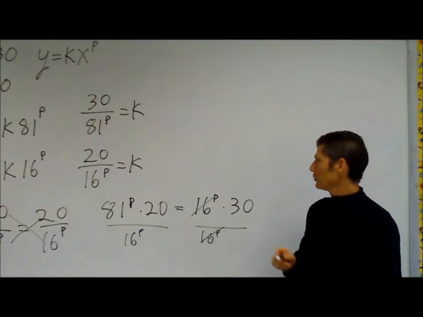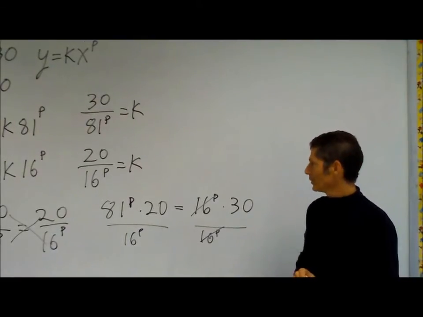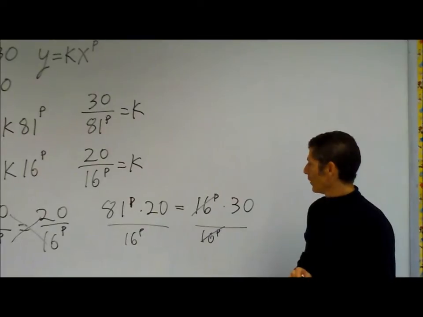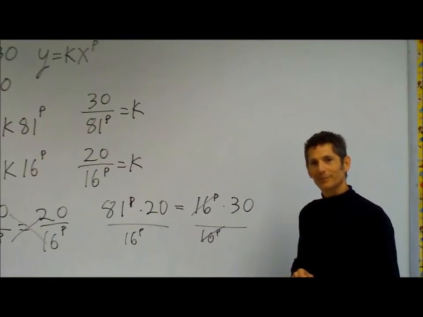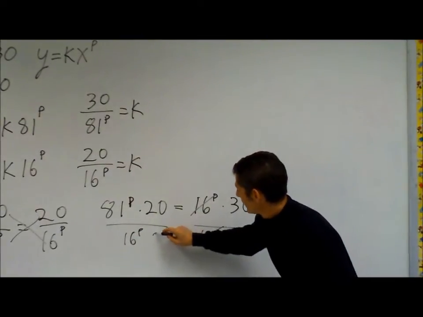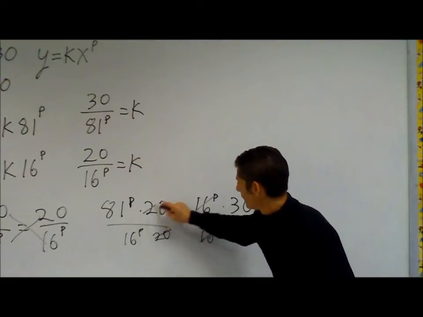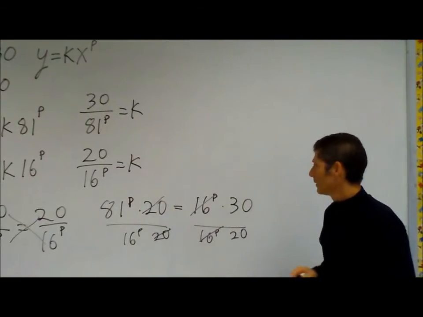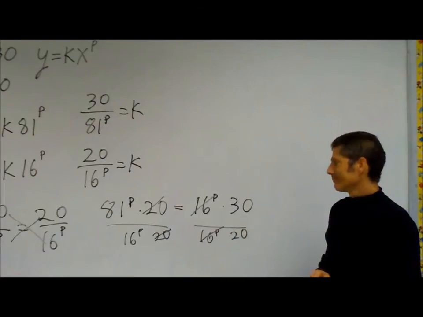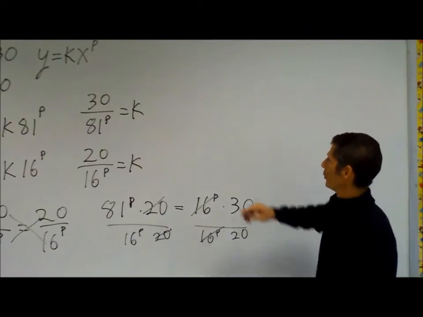And I'm going to do something else at the same time. You're just crazy. Too much? No. I'm going to divide both sides by 20. Sure. Divide that side by 20, divide that side by 20. You're just moving all your p's on one side and all your things without p on the other. That's all I'm doing. Just algebra.